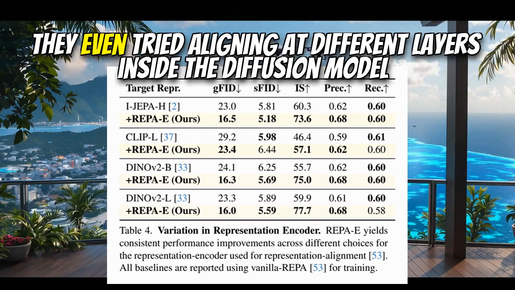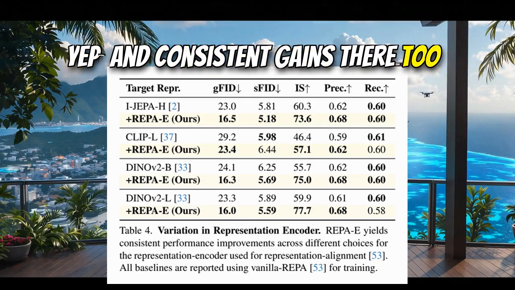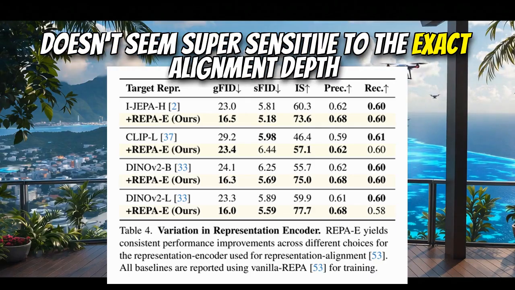REPA-E improved generation performance across these different VAE architectures with their different latent space styles. Very versatile. They even tried aligning at different layers inside the diffusion model. Table 6, layers 6, 8, 10. Yep, and consistent gains there too. Doesn't seem super sensitive to the exact alignment depth.